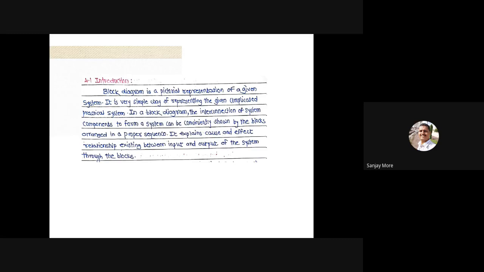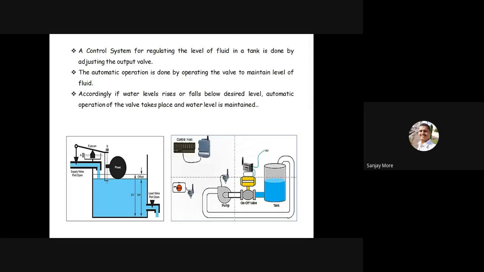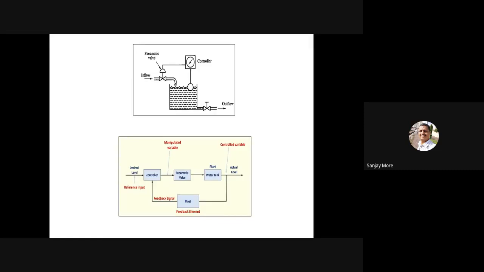See the introduction of block diagram. This is only a pictorial representation of a given system. It is a very simple way of representing a complicated practical system. It's known as block diagram. See the system of water level indicator with the help of a float. This is the actual diagram of the water level indicator, and this is the block diagram of the water level indicator.